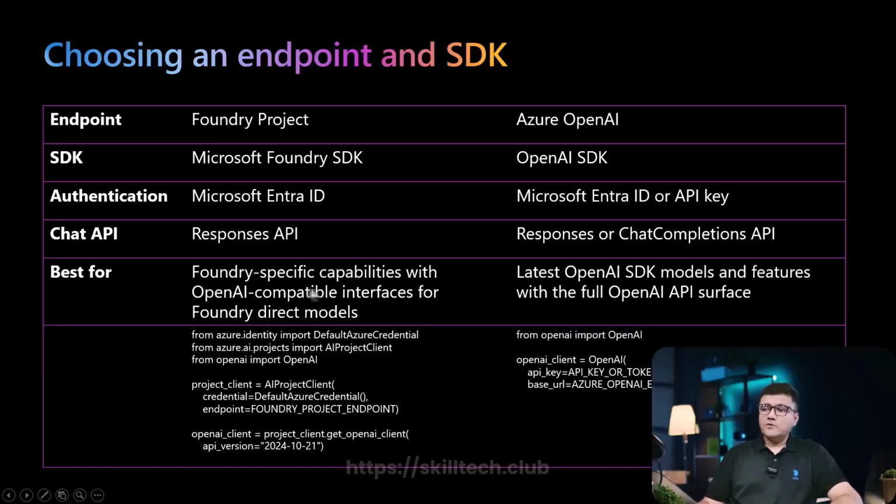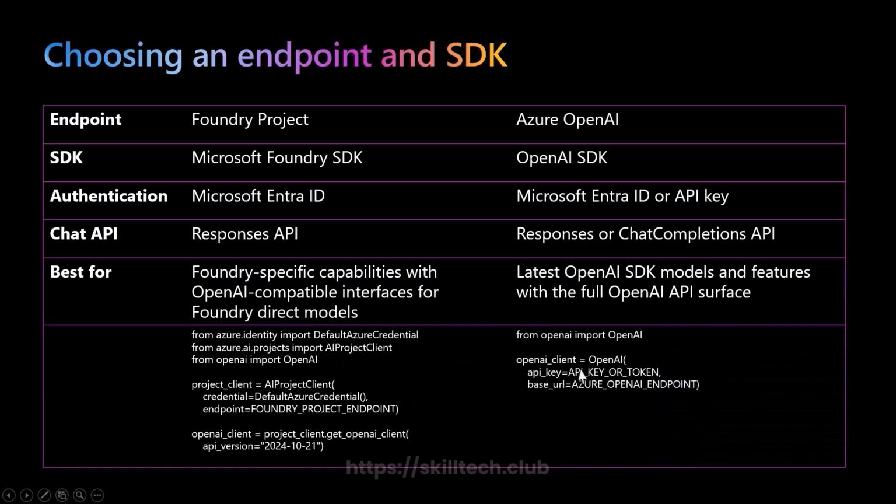And suppose you want Foundry specific capabilities with OpenAI compatible interfaces for Foundry direct models, then you can go with the Foundry project. Basically, if you're dealing with the Foundry specific things with all the multiple models, you can go with the Foundry project kind of associations. As I said, as part of the labs of this particular course, we will be trying both. So don't worry about that.